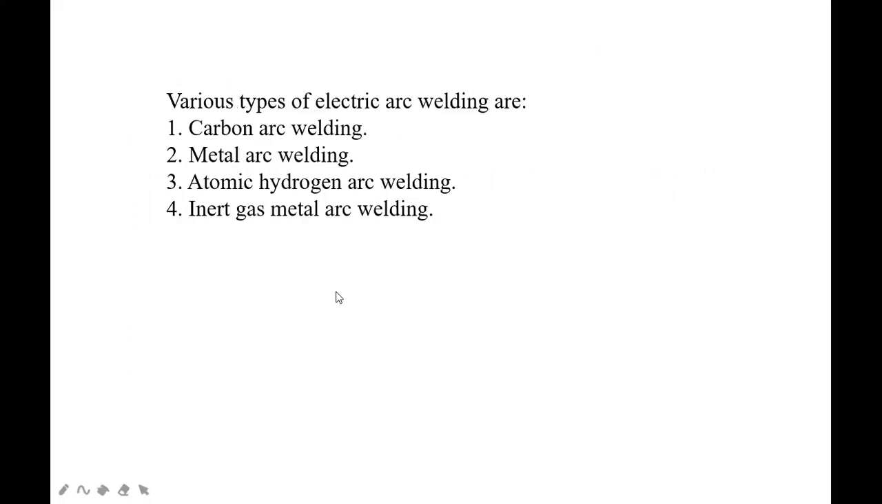Coming to the various types of arc welding, just as I discussed previously, there are four types of arc welding: carbon arc welding, metal arc welding, atomic hydrogen arc welding, and inert gas metal arc welding, right? So coming to the first one, carbon arc welding.